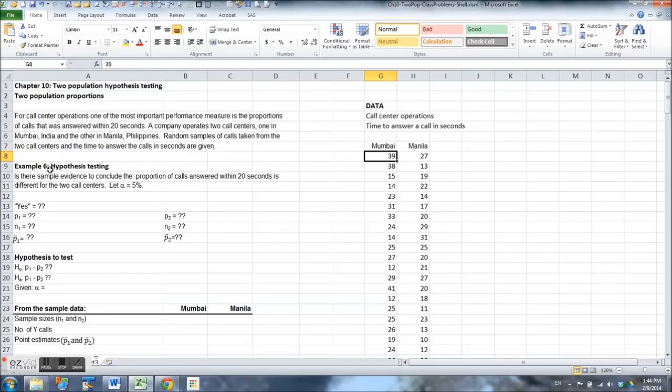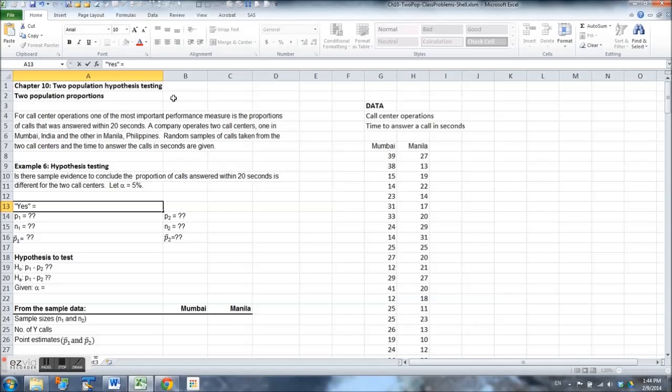So here the problem is for call center operations, one of the most important performance measures is what proportion of calls are answered within 20 seconds. So that's what we are interested in, testing whether there is a difference between Mumbai call center and Manila call center. In this case, S is defined as call is answered within 20 seconds or less. Okay. It doesn't take more than 20 seconds.